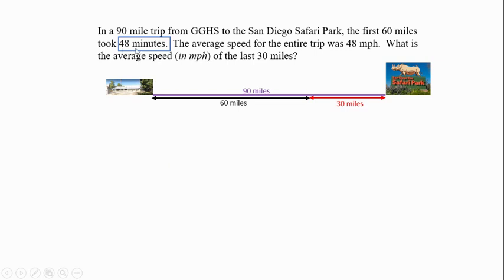So it's important that you scan and scope out units before you set up and do the rest of the calculations. The first thing we should do is convert 48 minutes to hours, because the average speed for the entire trip was given in miles per hour. So don't just look at values, look at values with units and make sure everything corresponds to each other, so units will cancel out in your work.